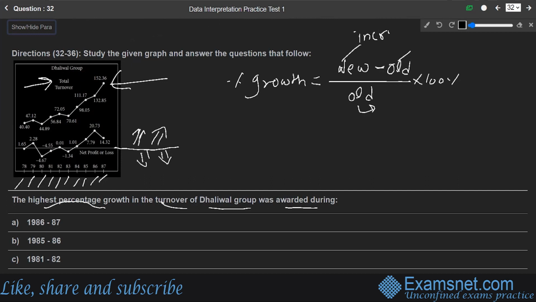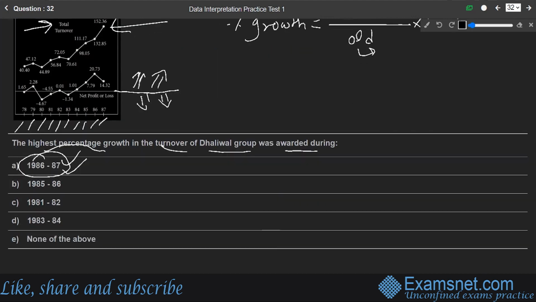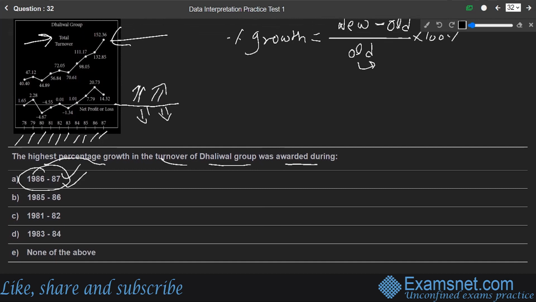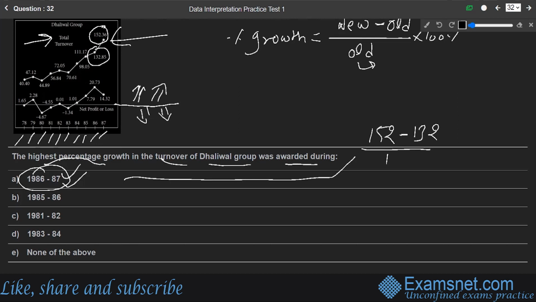So let us find out the different percentage growths, and then we can register for which particular year this is happening. So let us go option wise. The first option given to us is 86 to 87. So what has happened in 86 to 87? Let us see the graph and find out. So at 86, the turnover was 132.85. At 87, it is 152.36. Okay, so we can approximate it as 152 only, minus 132, divided by older value 132, into 100%. Okay, this is how we can find out the percentage growth for the first option, that is 1986 to 87.